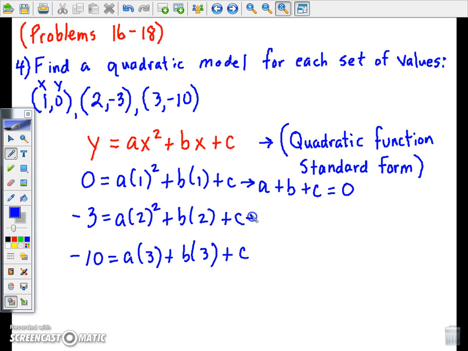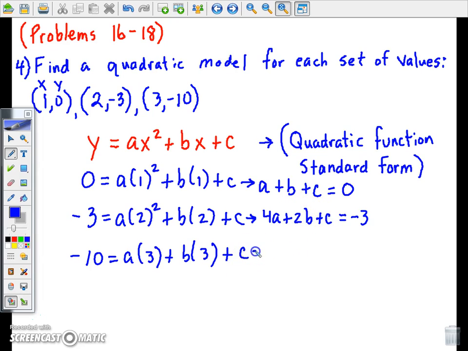Okay, simplifying or cleaning up this second equation. See if you can follow this. Let me know if you don't. 4a plus 2b plus c is negative 3. Is anybody not sure how I got from here to here?